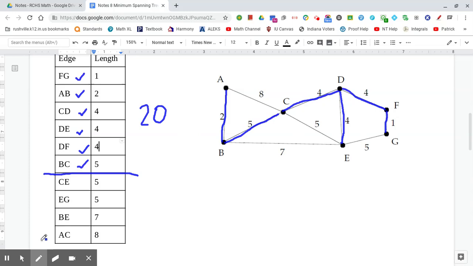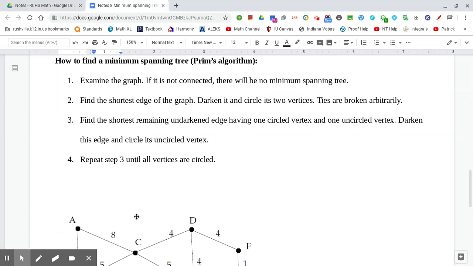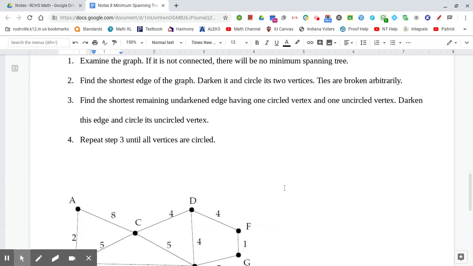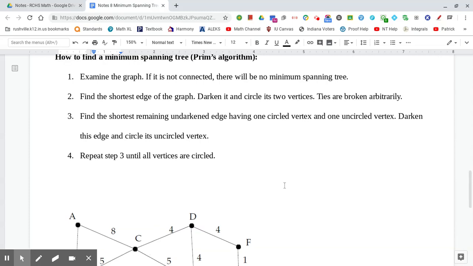That is Kruskal's algorithm. Prim's algorithm works very similarly, except that with Kruskal's algorithm, we kind of jumped around where we had our darkened edges, and then eventually we made it so they were connected. With Prim's algorithm, you'll always have a connected graph as you work. One thing that I prefer about Prim's algorithm is I don't make a table off to the side. Instead, I just work with the graph. So that means less work for me, in my opinion. But again, it will be your choice which algorithm you'd like to use.